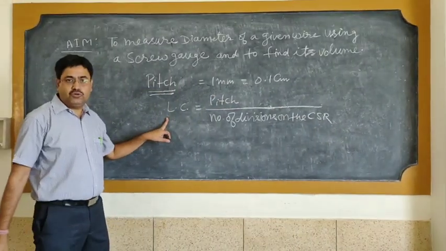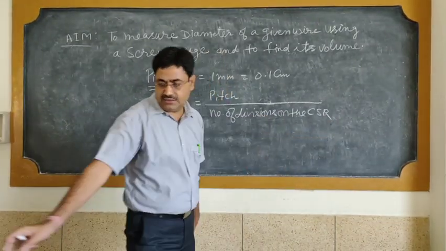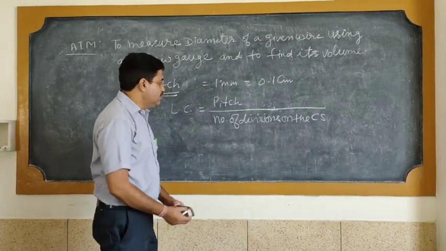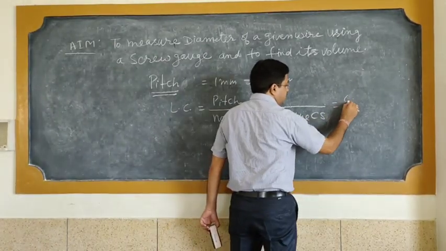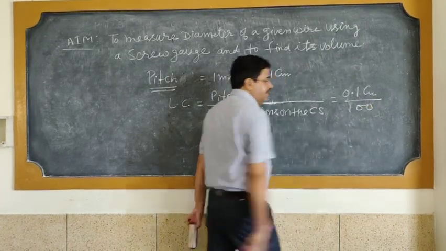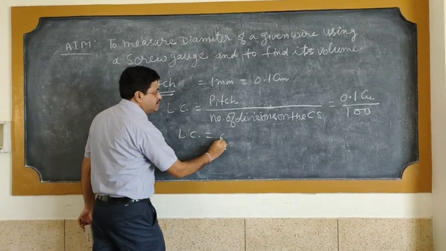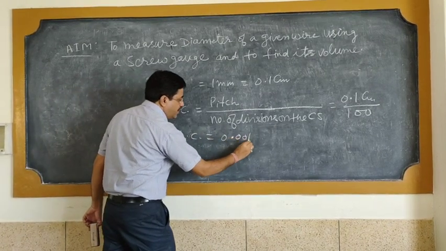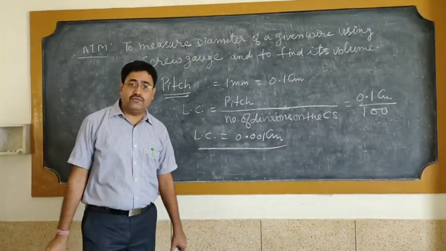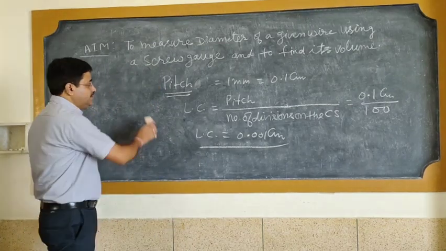What is the least count of the screw gauge? Pitch upon the number of divisions on the circular scale, CS. All of you know, I write the pitch 0.1 centimeter upon 100. What is the least count of the screw gauge, bachcho? It becomes 0.001 centimeter. This is the least count of the screw gauge. Okay. Now come to the point.